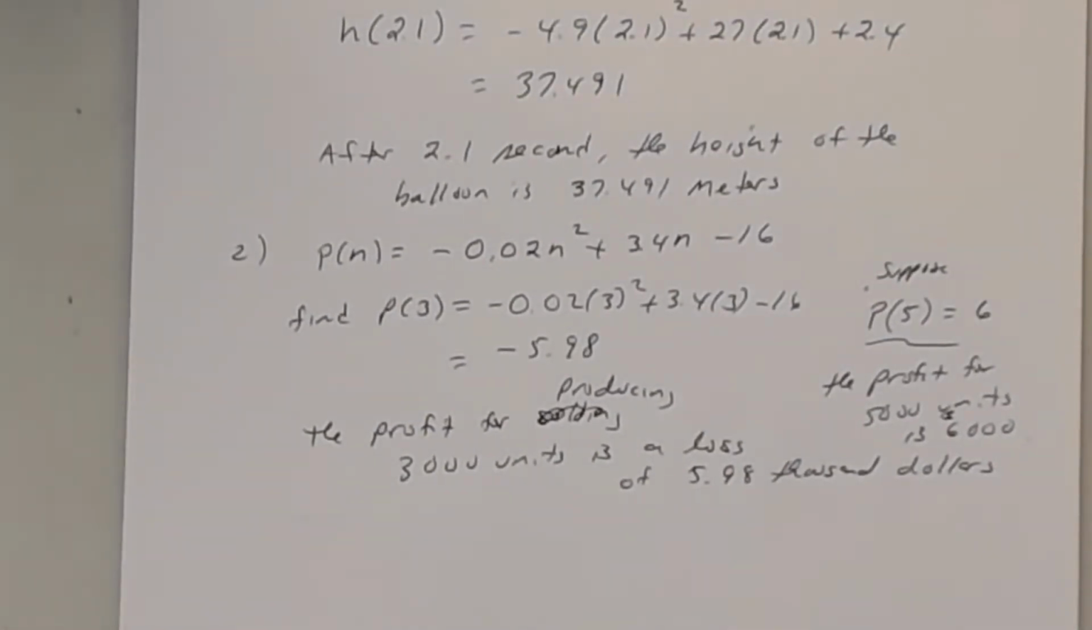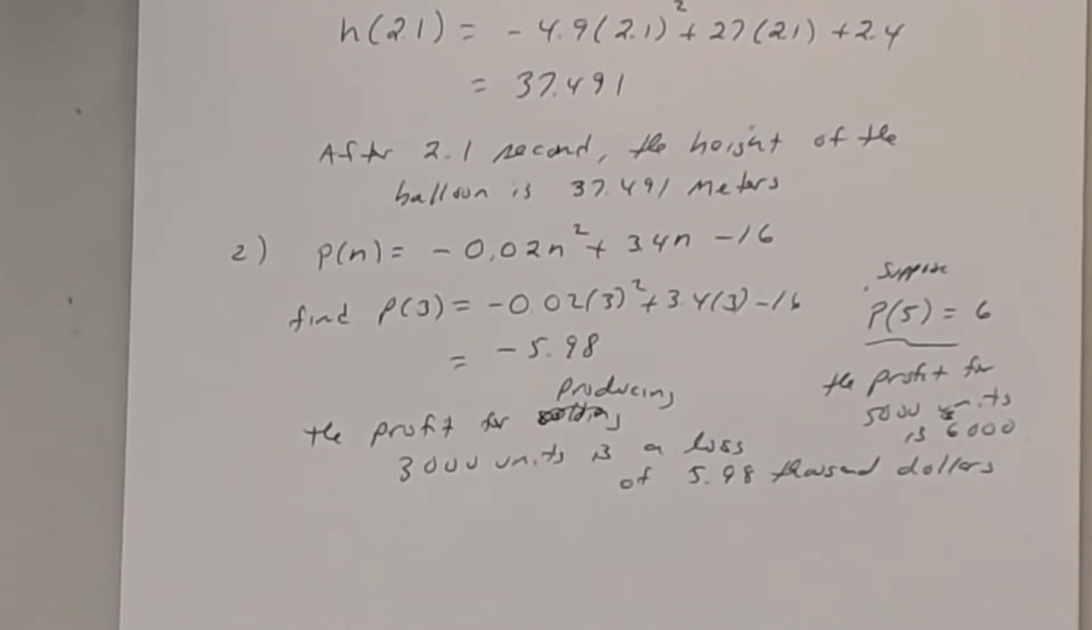So the profit of producing 3,000 units is going to be a loss. And what's going to be the loss? About $6,000? So I have to put the negative? No, because I used the word loss. Yeah, so her question is, did you have to put the negative? No, because I used what word? Loss. I used the word loss.